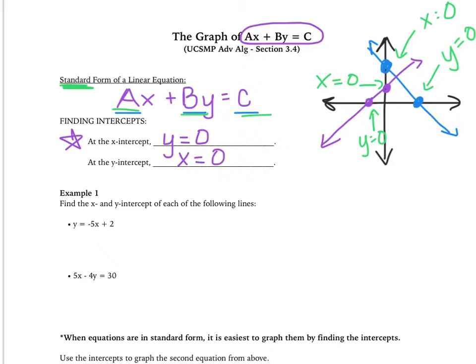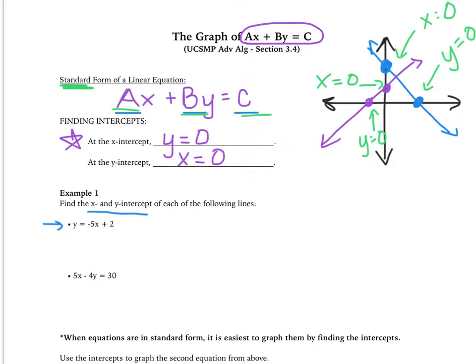What that means for us, the reason that's important, is I'm going to be asking you to find x and y intercepts. And your equations are going to be written all different ways. So for example, in this first example, y equals negative 5x plus 2. You could probably tell me the y-intercept right now, right? And you should be able to. The y-intercept is going to be 2. Okay, because it's in y equals mx plus b form.